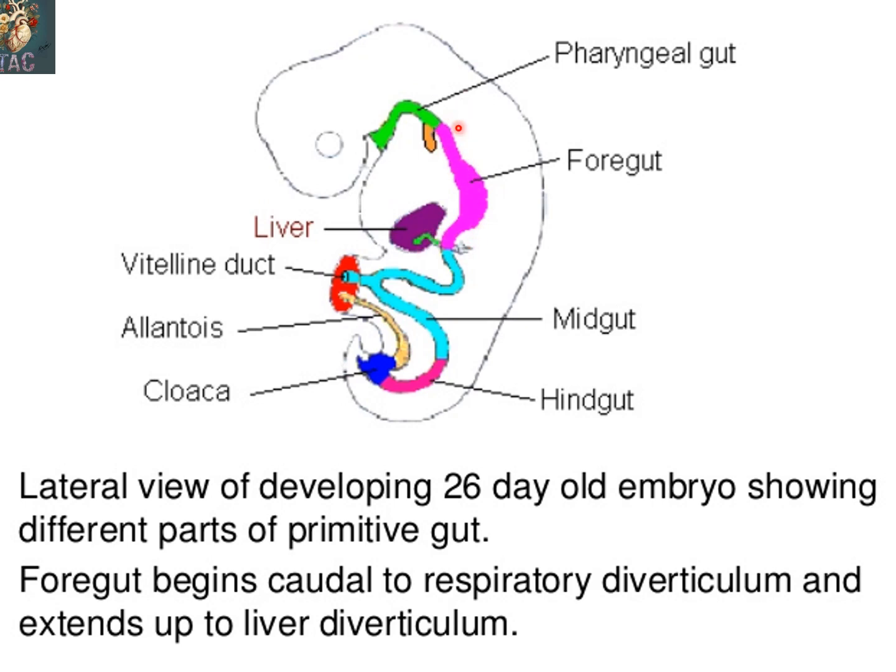So the foregut is basically the pharyngeal part, and the part which forms the esophagus till the opening of the diverticulum of the liver. Then the midgut is shown in blue color, and then the hindgut, and this area is the cloaca, this is the allantois, and this is the opening of the connection of the gut tube with the yolk sac. So this is a lateral view of a developing 26-day-old embryo showing different parts of the primitive gut. The foregut begins caudal to the respiratory diverticulum as you see here and extends up to the liver diverticulum.